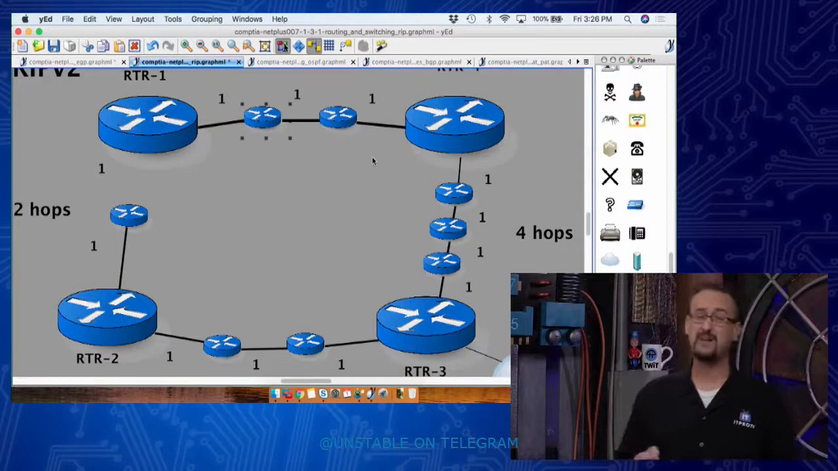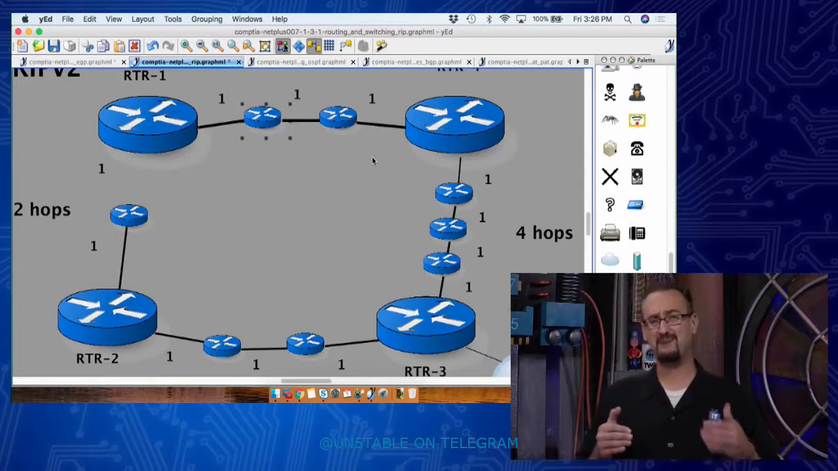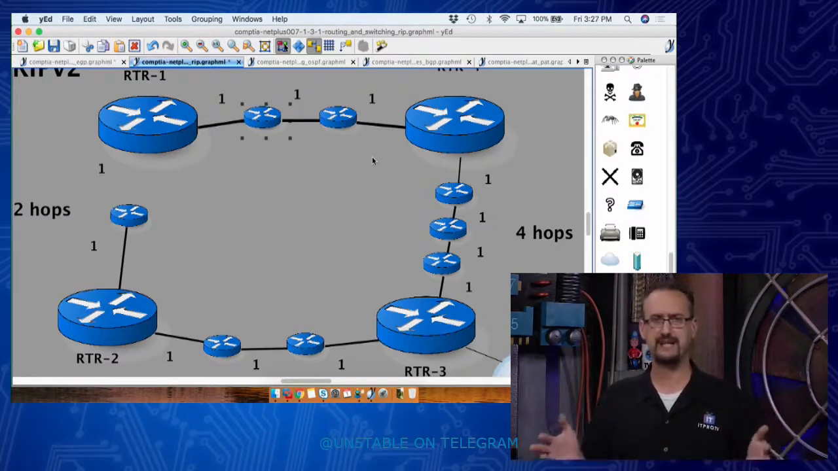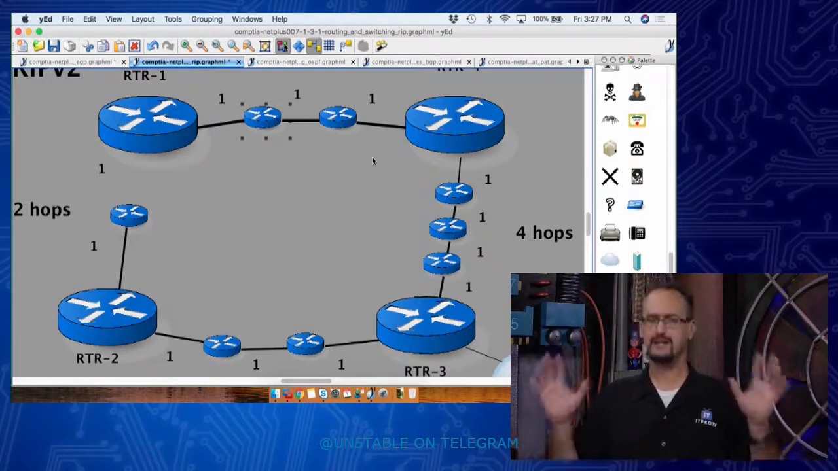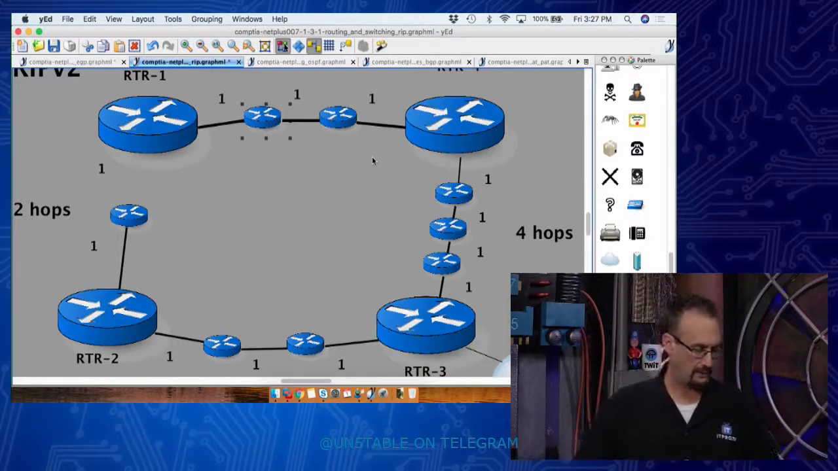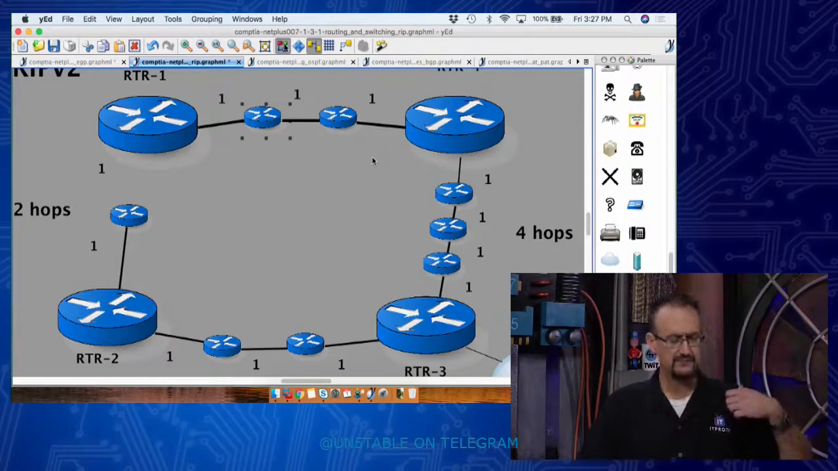That's a problem. The other problem is that it has a maximum hop count of 15. Anything more than that, 16, means the destination network is unreachable. So it can't scale past 15 hops, right? So again, it's not a very scalable routing protocol. It also had problems in that it couldn't handle variable length subnet masks, VLSM. Routing Information Protocol did not have that functionality or feature. So they tried to update or upgrade Routing Information Protocol, and they came out with Routing Information Protocol version 3.